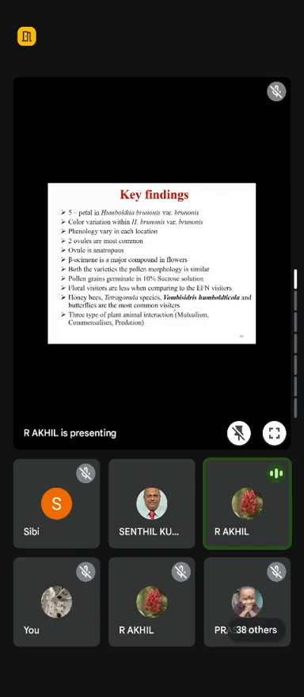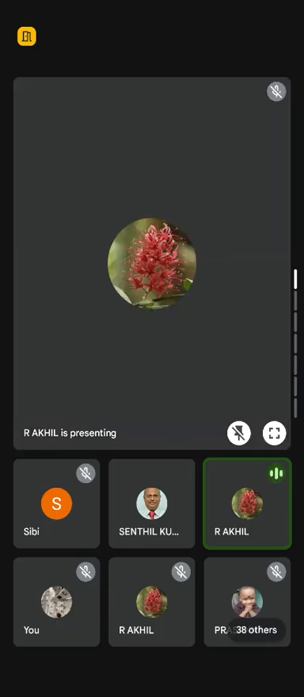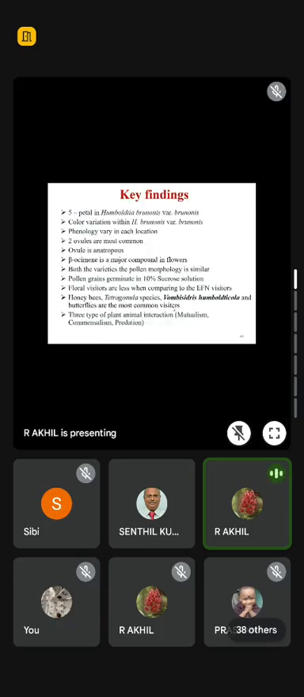Five petals in Humboldtia brunonis variety brunonis were observed. Color variation within Humboldtia brunonis variety brunonis was observed. Some of them have white flowers, some of them have pink flowers, and phenology varies in each location. Two ovules are most common in both varieties. The ovule is anatropous. Beta-ocimene is a major compound in flowers.